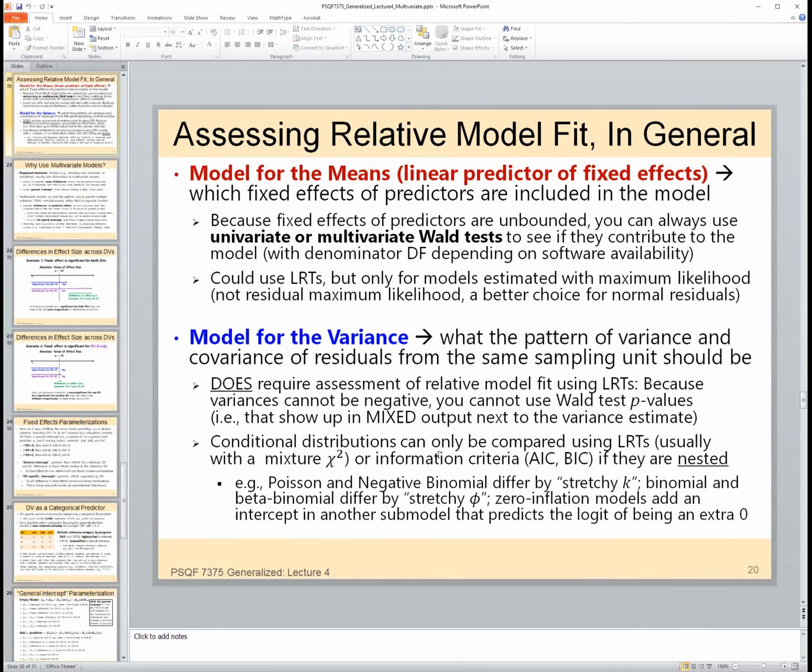So just more generally, I wanted to revisit this idea of when you can do likelihood ratio tests and when you can't in terms of model comparisons.